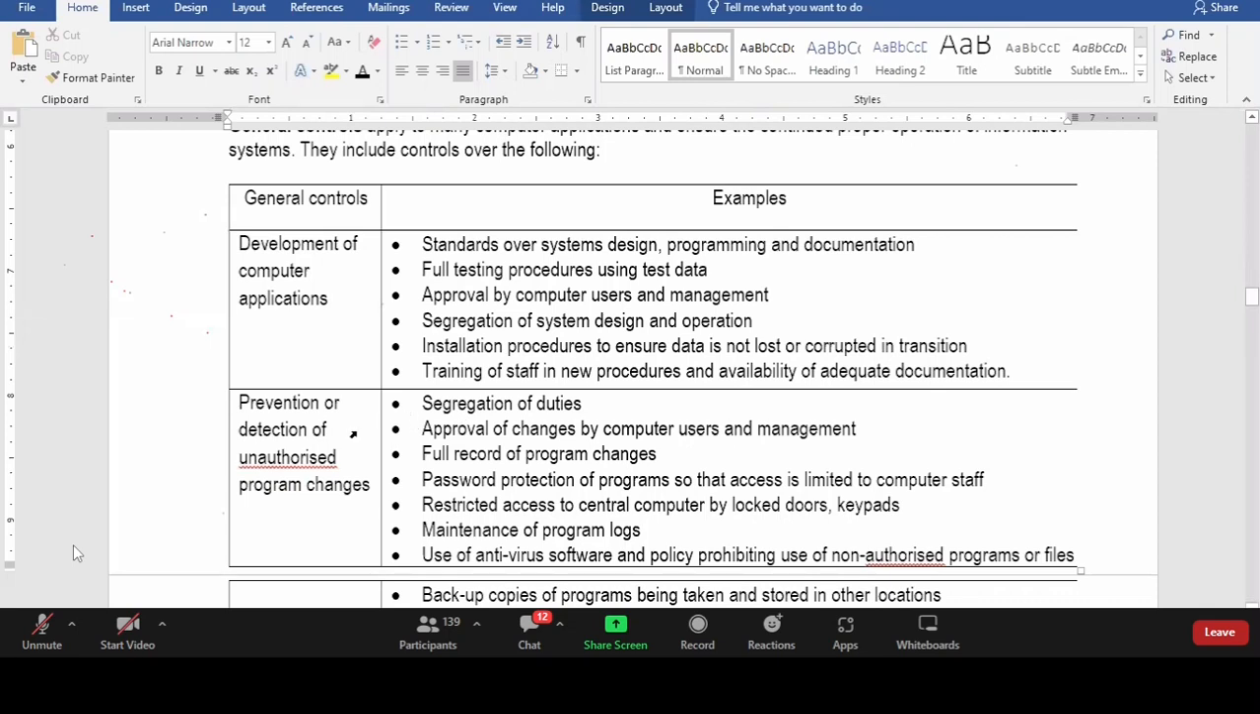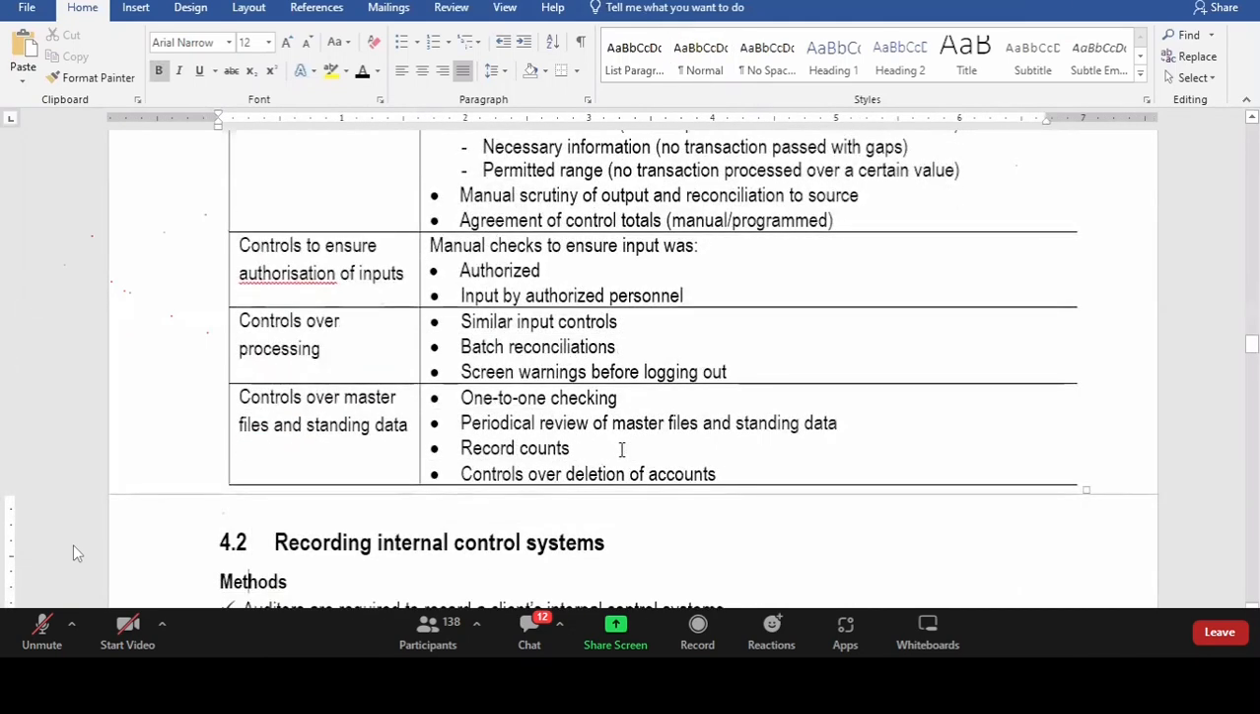Prevention or detection of unauthorized changes. Segregation of duties, approval of changes by computer users and management, full record of program changes, or whatever changes you have made, the system keeps a record of that. Password protection of programs so that access is limited to computer staff, or restricted access to the central processor. Maintenance of program logs. The program log will give all what you have done, the time, what you may have deleted, backup copies.